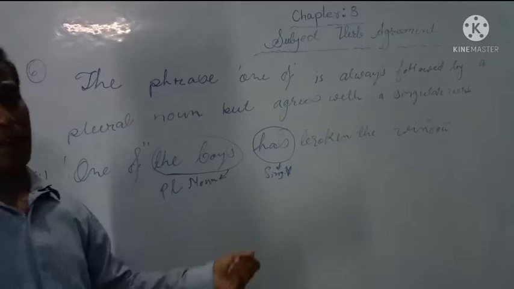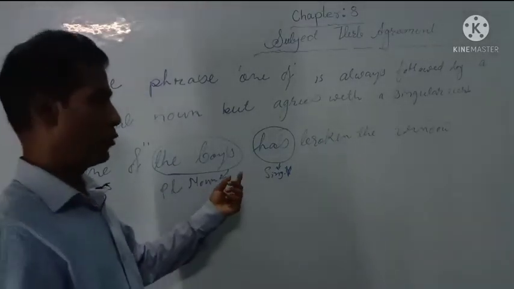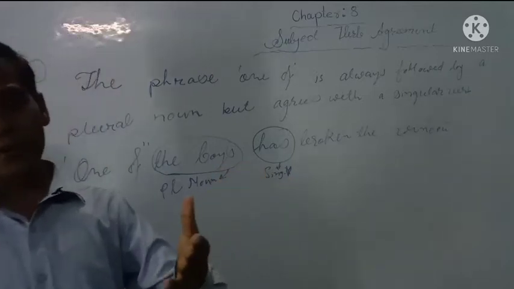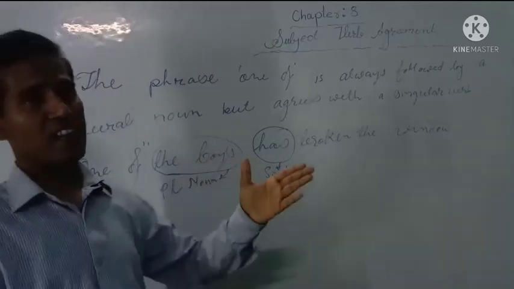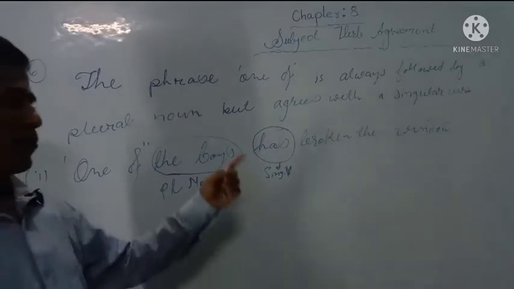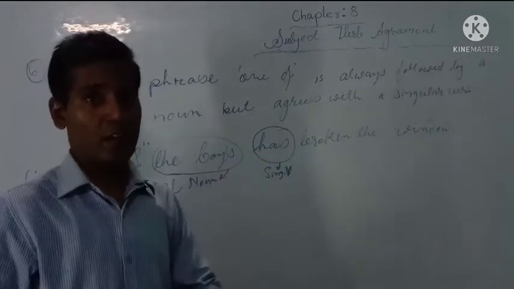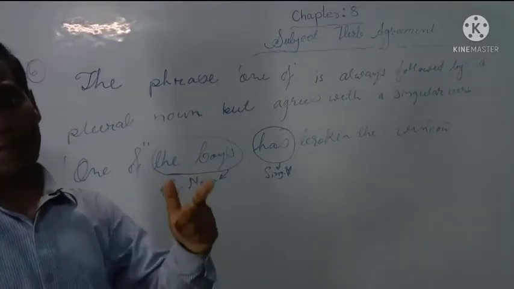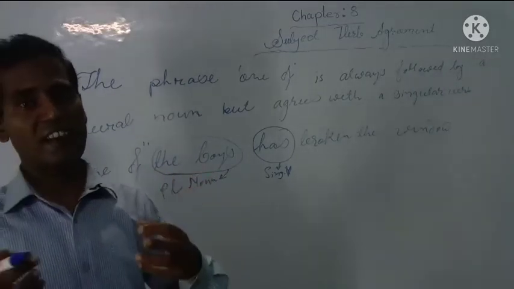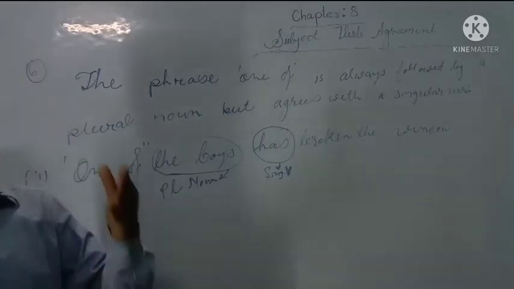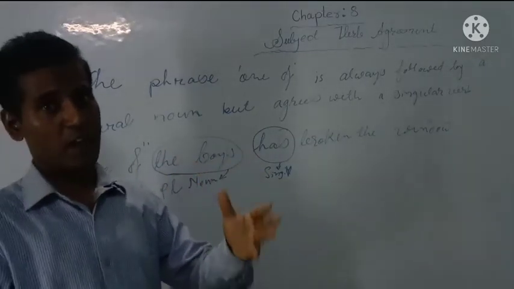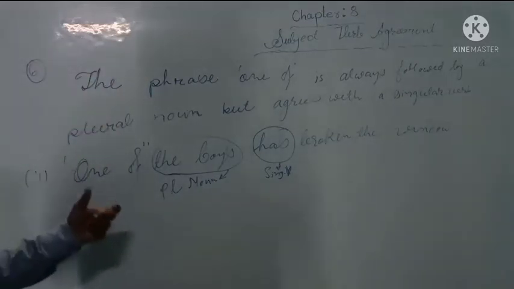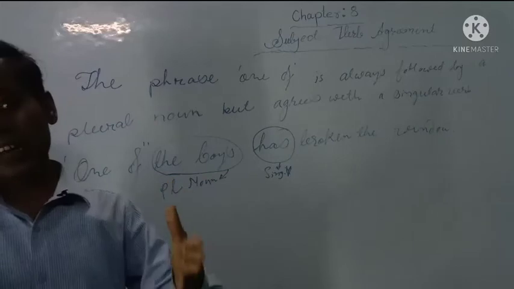Many a time we are prone to write the plural verb after seeing the plural noun boys, but remember, the boys is not considered the subject. We know that a verb always agrees with the subject, but not with the addition to the subject. In this very sentence, all the boys are not the subject.